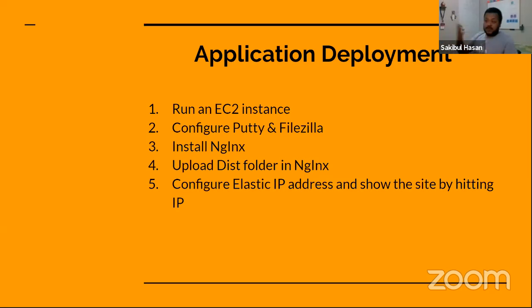So these are the steps that we're gonna follow today. At first, as I told you, we're gonna run an EC2 instance. But before doing that, if you are facing any problem, like if you're not understanding any specific term, because lots of you are new to this course, just ask the question on the YouTube channel or in the Slack. We will answer these questions at the end of the class. So in today's class we're going to run an EC2 instance, and then we will configure two applications. One is Putty and another one is FileZilla.